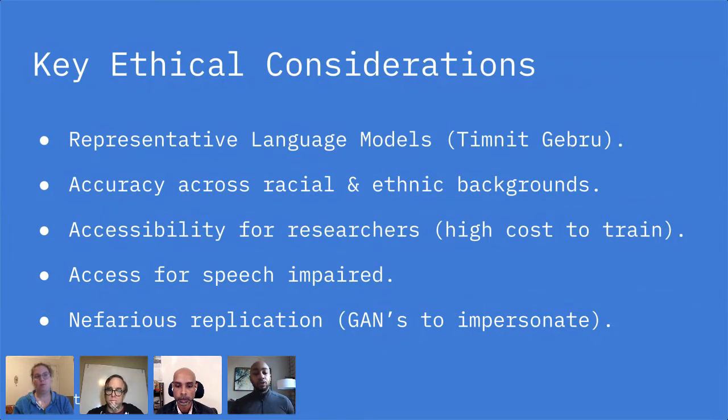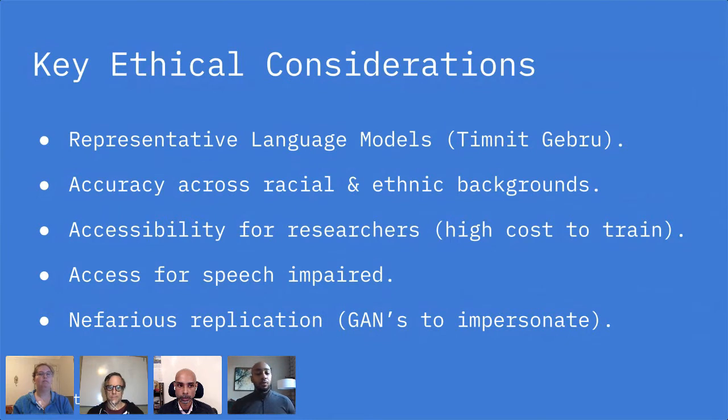The other issues here are accuracy across racial and ethnic backgrounds. So research from Stanford has actually shown that voice recognition can be between 10 and 20% less accurate for people of color. But it can also be less accurate for white Southerners. So really, it's not a purely racial problem as much as it is a minority issue. So anybody that is not middle of the road with their dialect and inflections is going to have some trouble with these models.